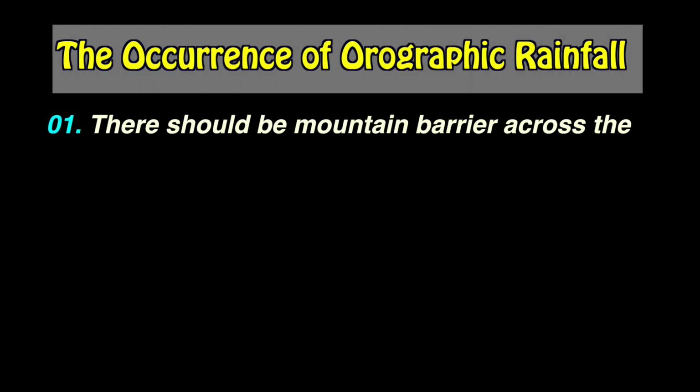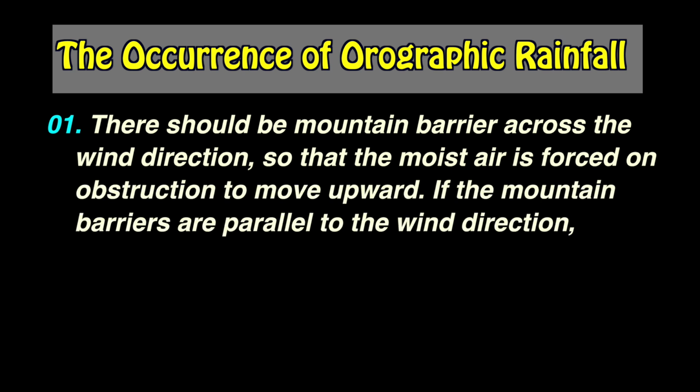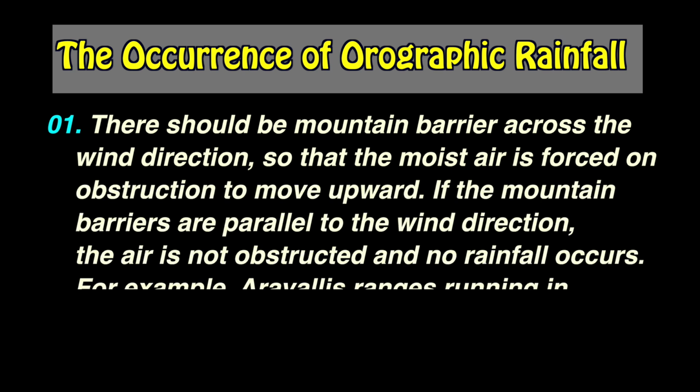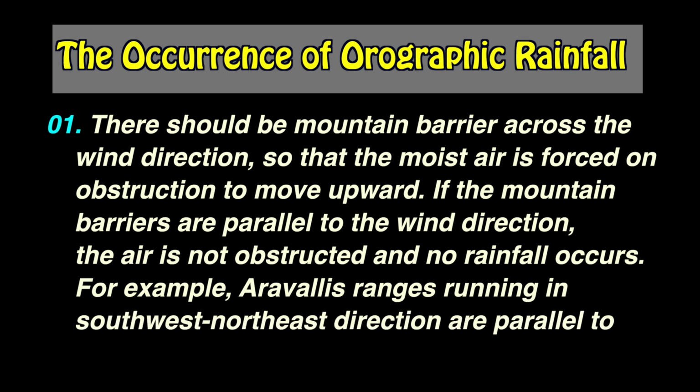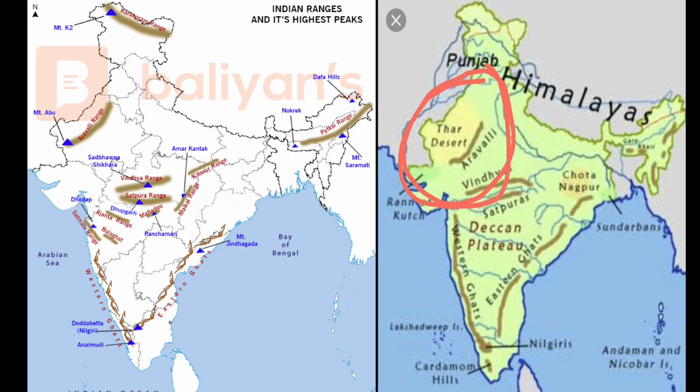There should be a mountain barrier across the wind direction, so that the moist air is forced on the obstruction to move upward. If the mountain barriers are parallel to the wind direction, the air is not obstructed and no rainfall occurs. For example, the Aravalli ranges running in southwest-northeast direction are parallel to the Arabian Sea branch of the southwest Indian monsoon, and hence Rajasthan receives a very low amount of rainfall.